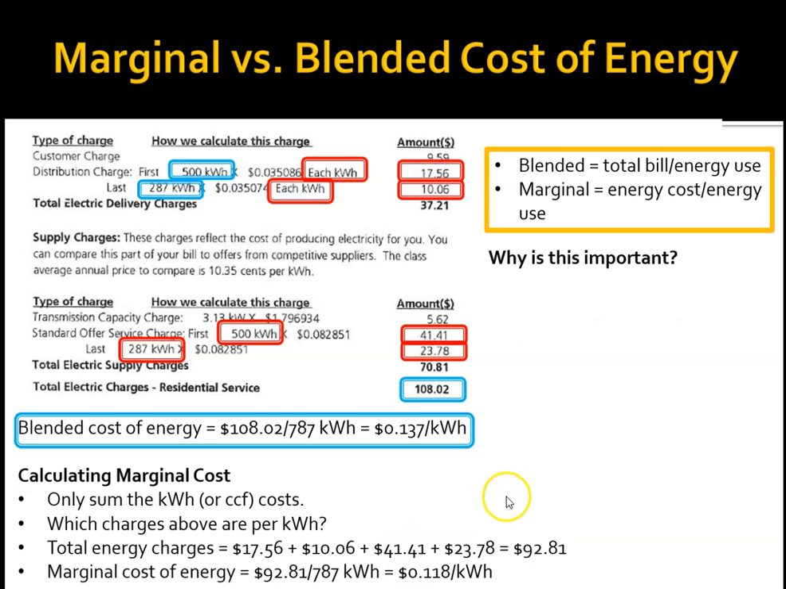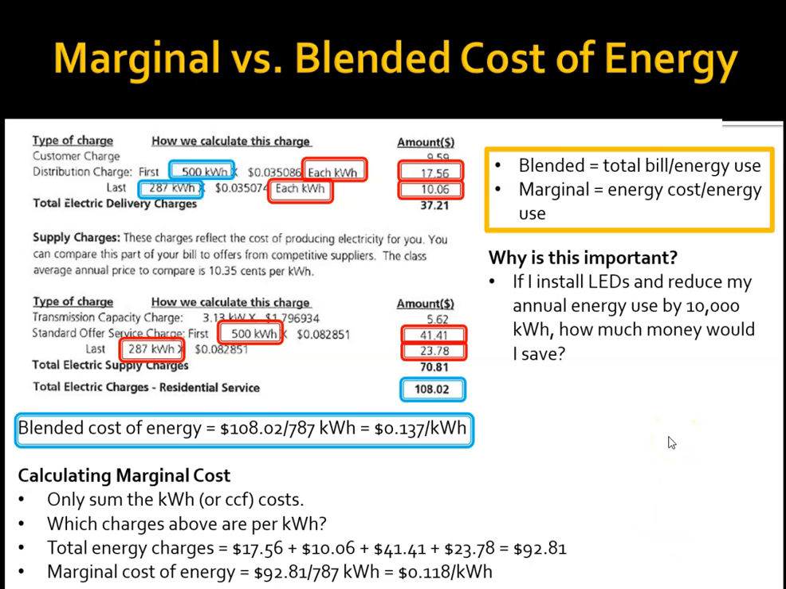Okay, and you can do this for any quantity. You can do this for the marginal rate, or the marginal demand cost, right? So if there's multiple demand costs, you can add those up and divide by the total demand for the month. You can do the marginal cost per CCF, for propane, whatever. The point is, the marginal cost is just the cost of that unit.